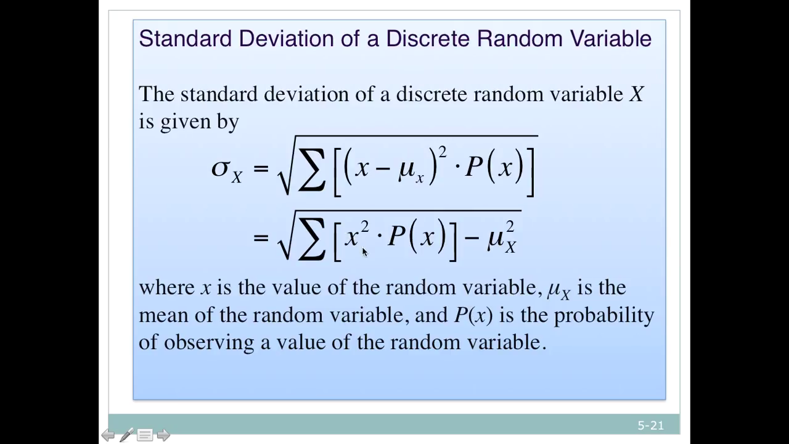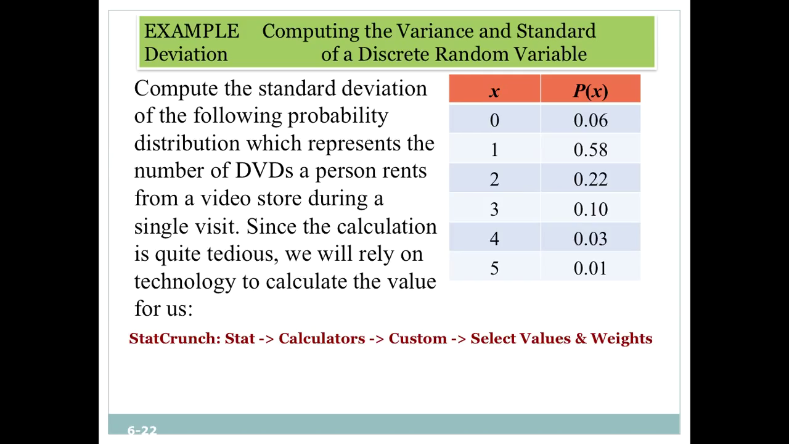For the second one, you square the x value first, which is the value of your random variable, and then you multiply by the probability, and you sum those up and you subtract the value of the mean squared, and then you take the square root of that. So again, this formula is pretty ugly, and we're going to rely on technology to do the actual calculation for us, just because it can be pretty tedious, particularly when you have a lot of different values for your random variable.